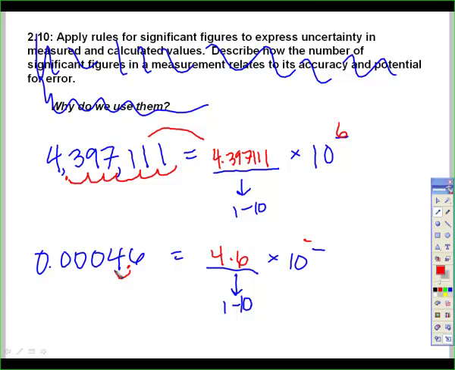So I'm going to move it over 1, 2, 3, 4. That means I'm dividing by 10 4 times to get this original number. So these two things mean the same. They're the same quantity, they just are in a different format. So that's scientific notation. I hope that helps get you started on some of those practice problems. I will see you later.